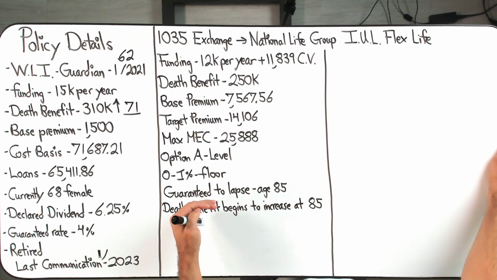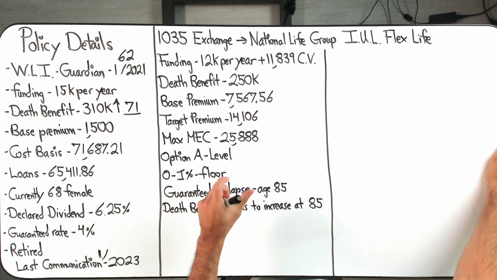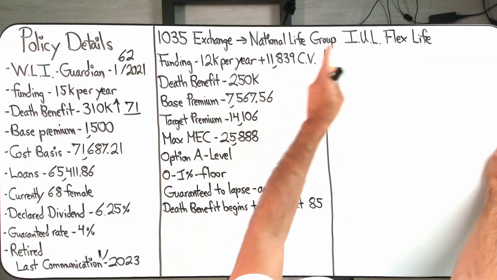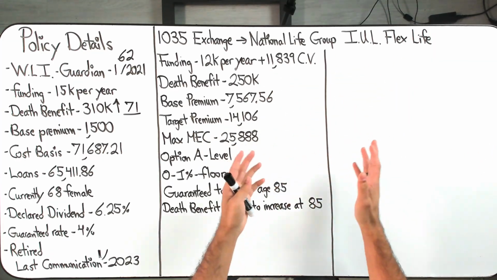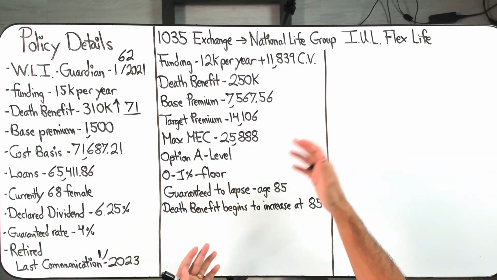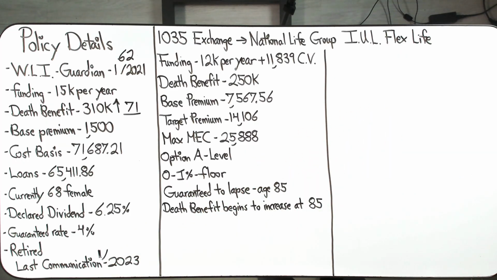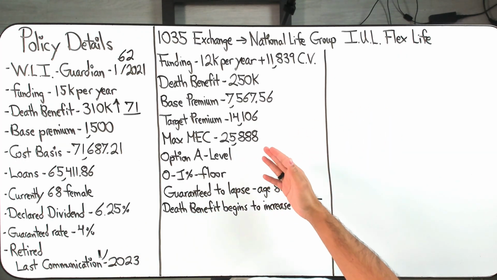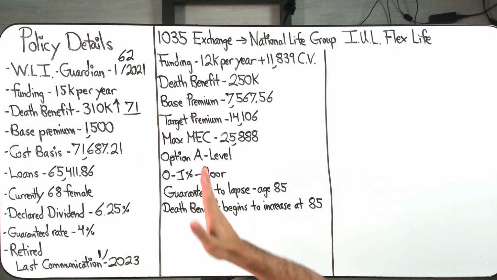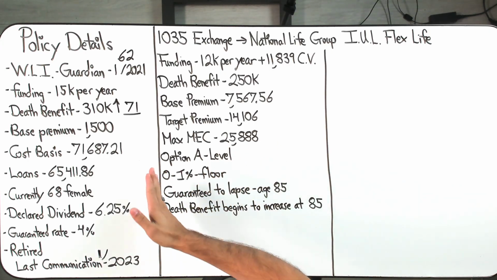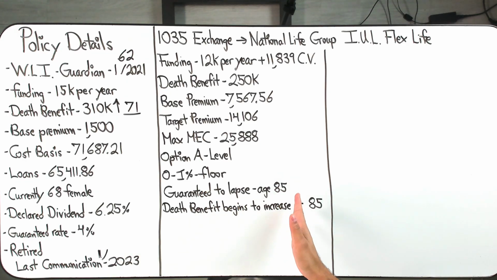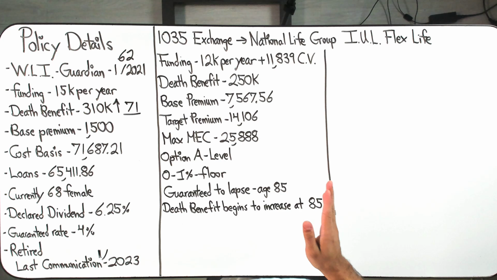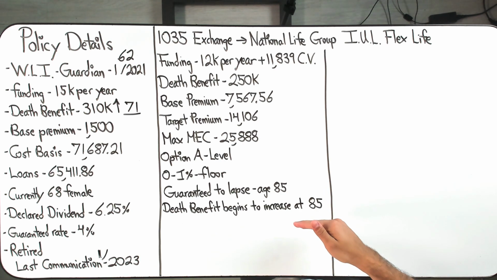We have a floor of 0 to 1%, depending on how her cash value is allocated in the IUL via the different index option funds crediting rates that you can choose from. According to the guaranteed illustration of this policy, the guaranteed performance at that 0 to 1% floor, this policy is guaranteed to lapse at age 85. Guaranteed, even if she pays $12,000 per year. Guaranteed to lapse at that point.